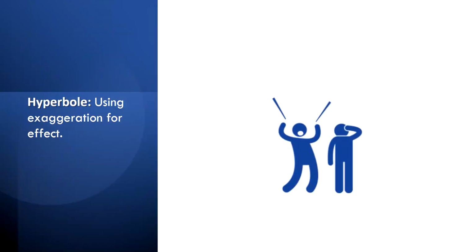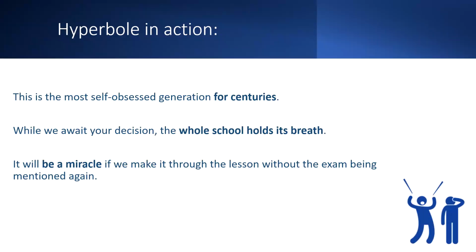Hyperbole can be a really clever technique when you're writing persuasively, because hyperbole means using exaggeration for effect. So if we look at an example from three different articles here, the first one: this is the most self-obsessed generation for centuries. The for centuries part of that sentence adds the hyperbole, exaggerates it beyond what's probably reasonable to state and claim.